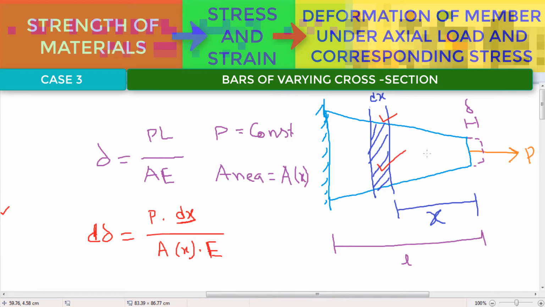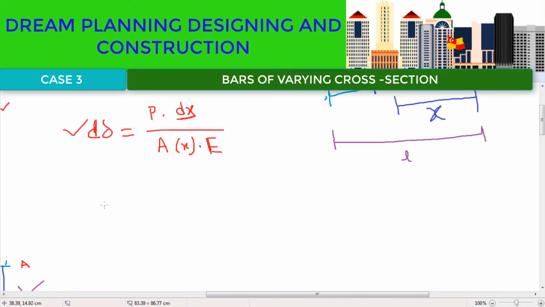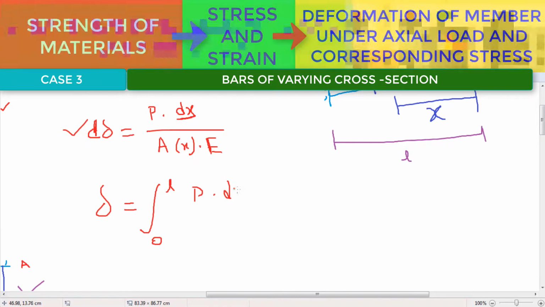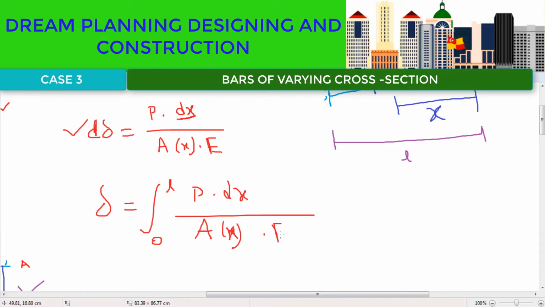If we want the total deformation of this diagram, then we have to integrate along 0 to L of this dδ. So total δ equals integral from 0 to L of P dx by function of x, that is area, into E.